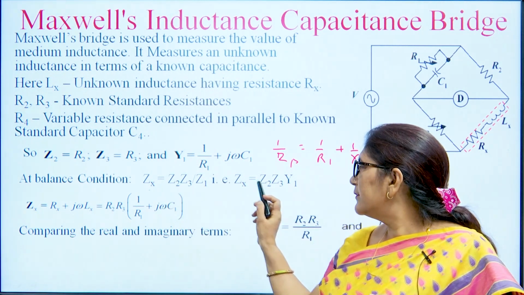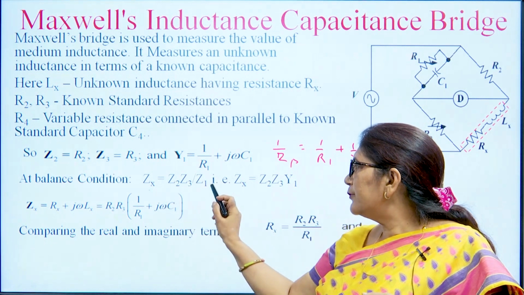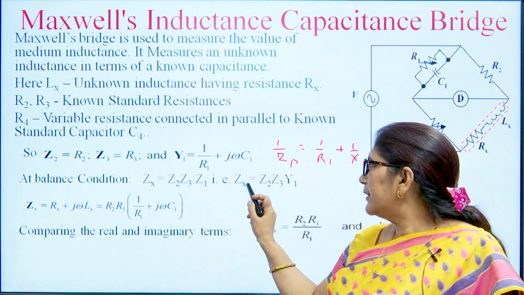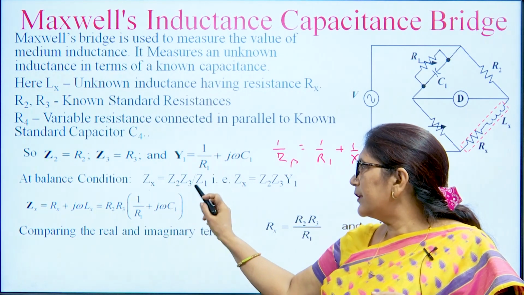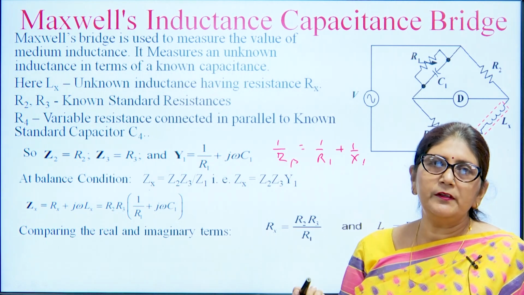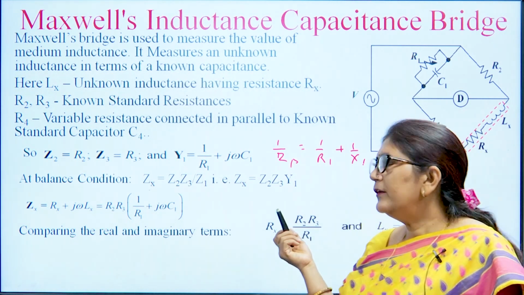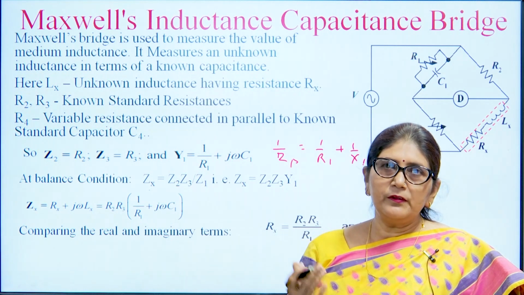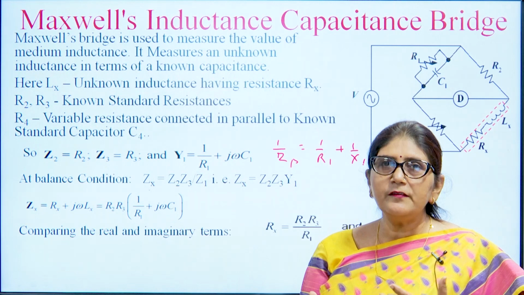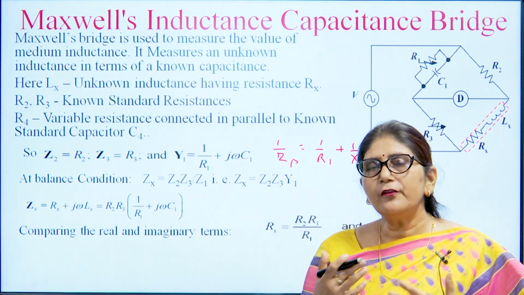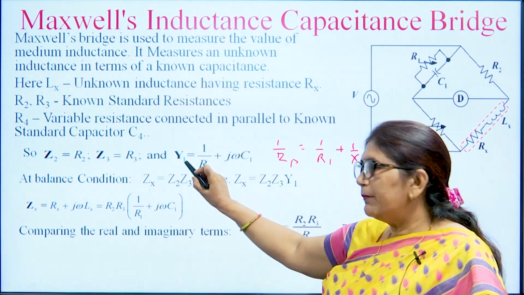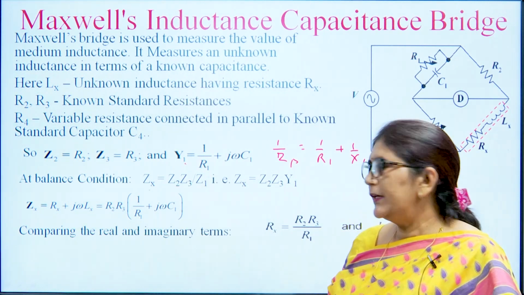So, Zx into Z1 is equal to Z2 Z3. We can simplify it: Zx is equal to Z2 Z3 by Z1, and 1 by Z1 can be represented as Y1. So, either we can use it as an impedance or as an admittance, depending upon how we can solve the equation easily. Here we have taken the admittance in place of impedance.